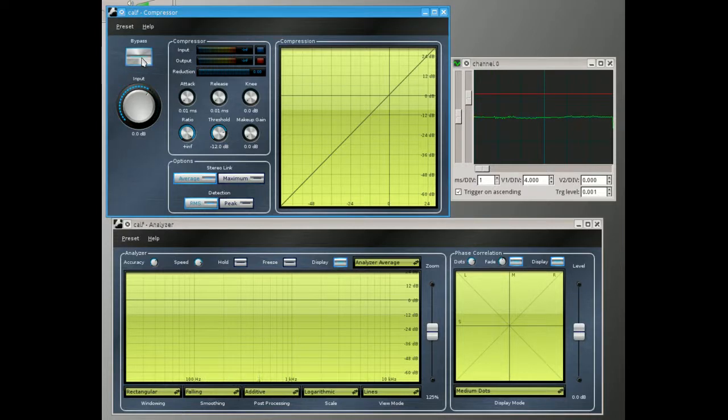If we place the limiter back in line and play the recording again, you should see and hear the distortion.